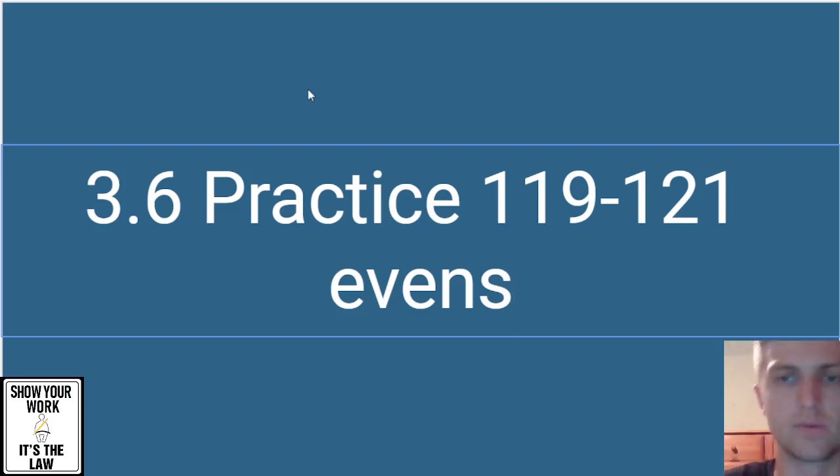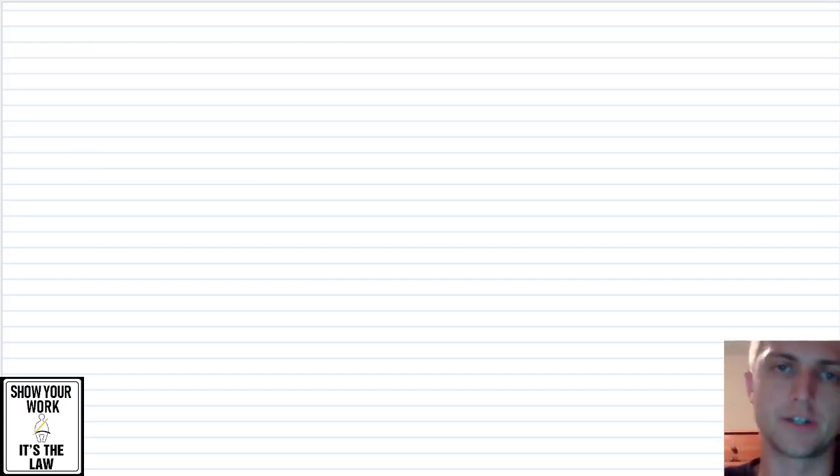3.6 practice, pages 119 through 121, evens. Page 119 is where we start. For questions 1 through 12, we are determining whether the lines are parallel or not. And remember, the way we tell if lines are parallel is if the slopes are equal. So let's start with number 2.